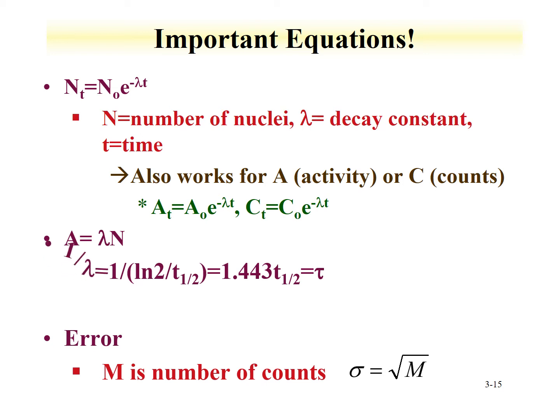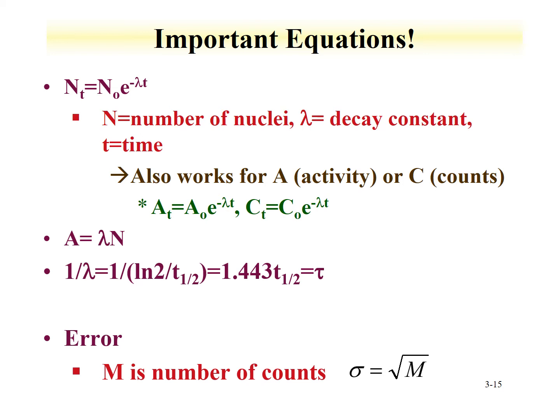We also have the lifetime, where the average lifetime of an atom is 1.443 times its half-life. And if you think about it from the decay, half the atoms should decay within one half-life, but within two half-lives, 25% should be there. So the average atom's going to live a little bit longer than the half-life.